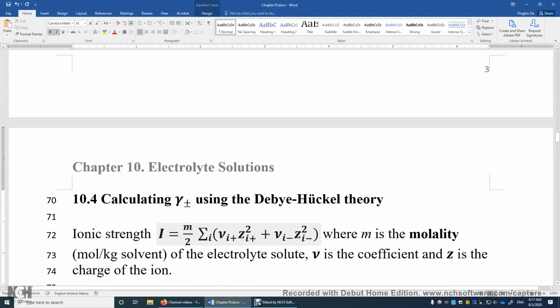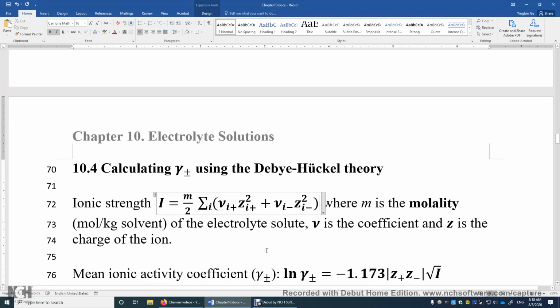Well, first you need to know the molality of the electrolyte solute. Let's say you have 1 mole aluminum sulfate dissolved in 1 kilogram of water, and we say this M is 1 mole. So this is going to be just 1 mole over 2. And then you sum up all the positive ions and negative ions.